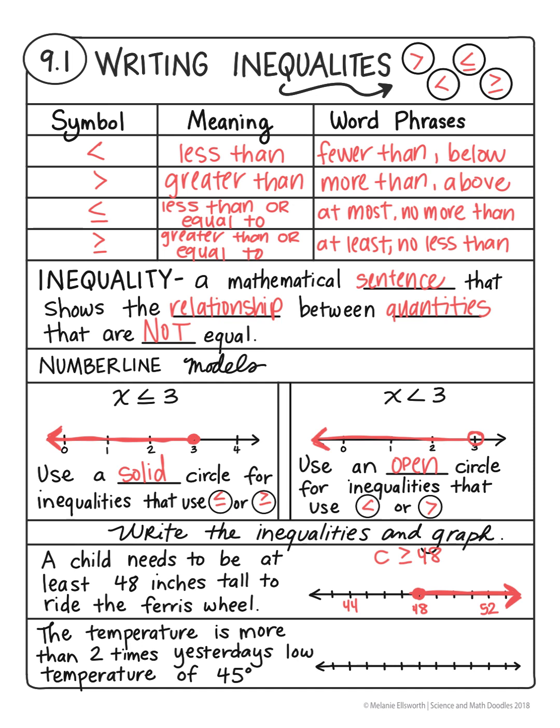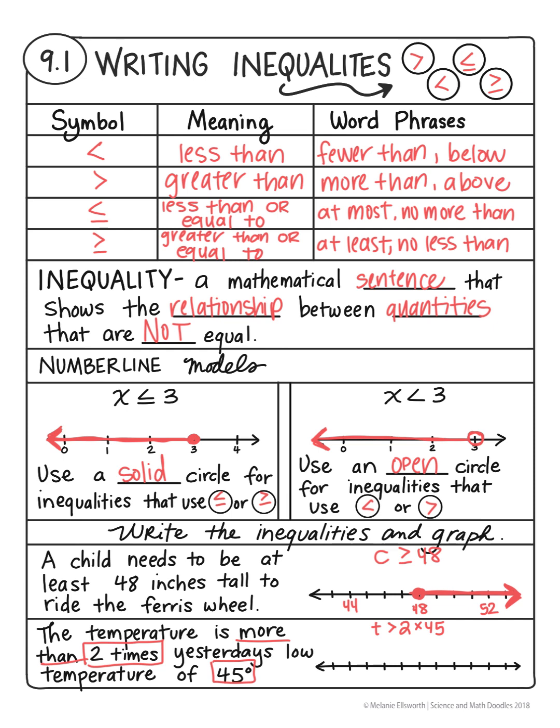The temperature is more than 2 times yesterday's low temperature of 45 degrees. Okay, this one's kind of tricky because it's got 2 pieces of information. 2 times means that I'm multiplying something by 2. What am I multiplying that by? 45 degrees. So my temperature is more than, greater than 2 times the temperature of 45.